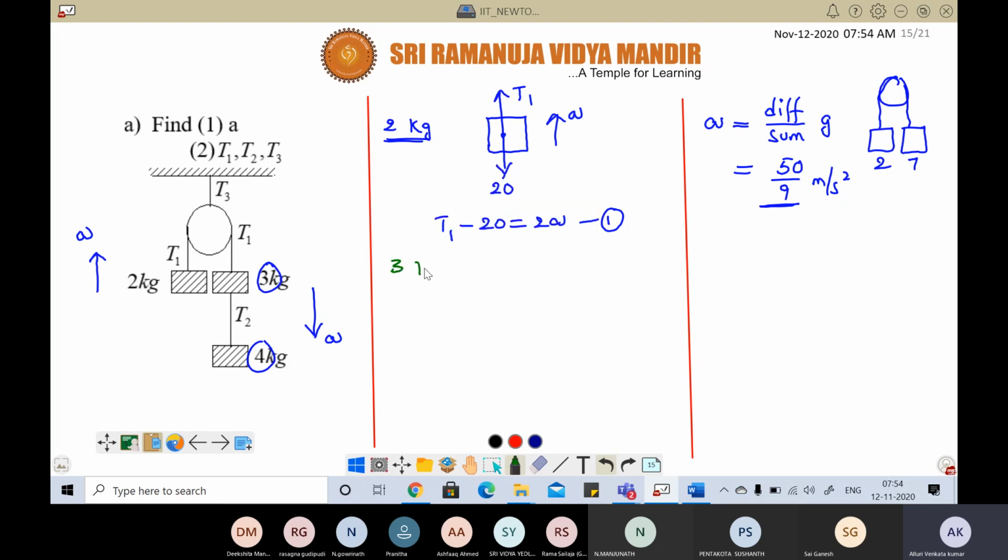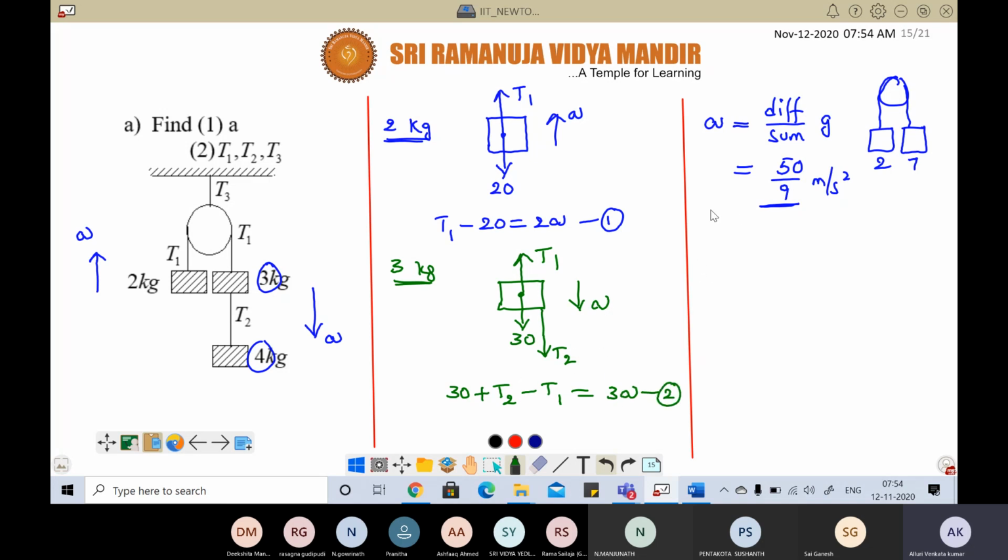Next, free body diagram of 3 kg block. What are the forces? First one is 3 into g, 30, and then this one is tension T1, and downward also there will be another tension T2. And this is going downward. So the equation will be 30 plus T2 minus T1 is equal to 3 times a. I am writing directly the equation F net equal to ma.